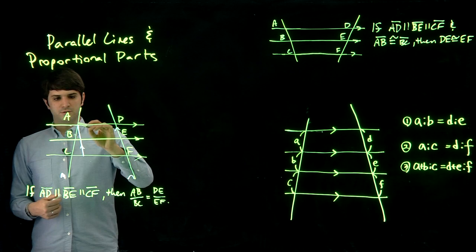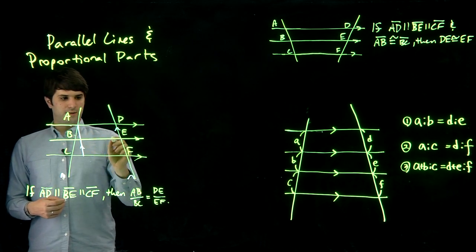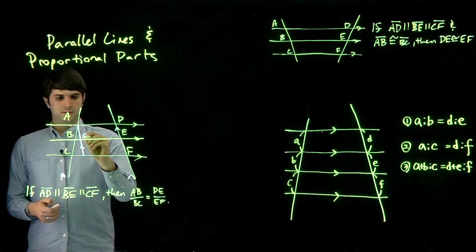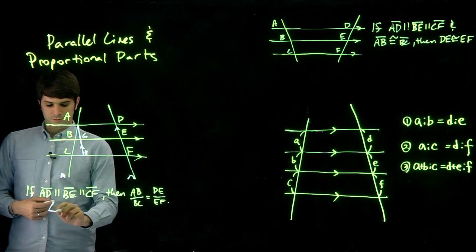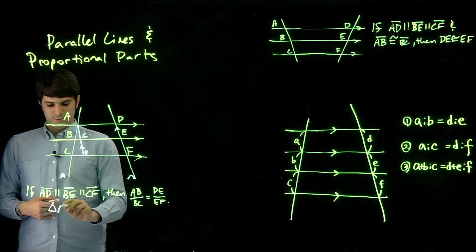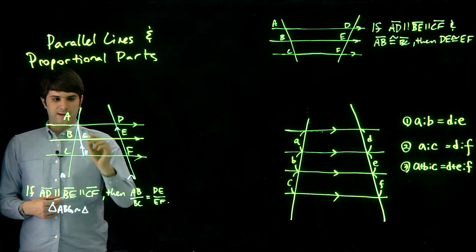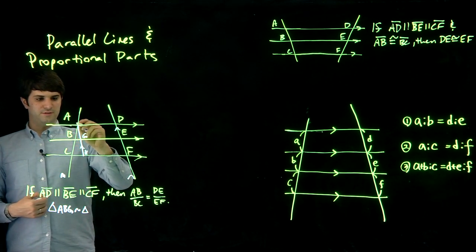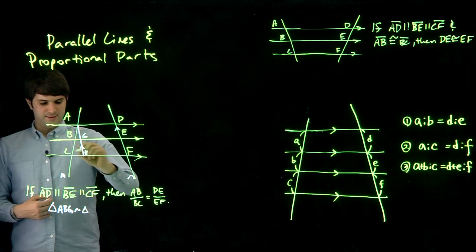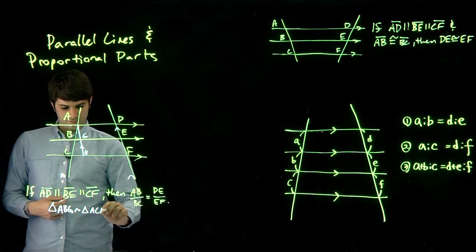Now we have two triangles here. We'll call these points G and H. So we have triangle ABG, which is now similar to triangle ACH.